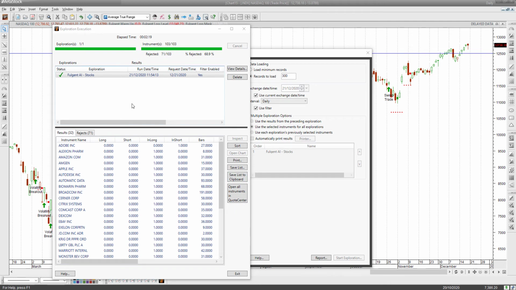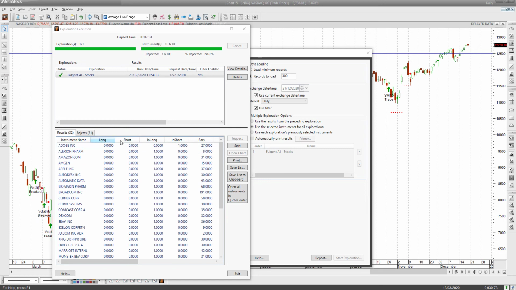And we're back. The scan took about 2 minutes 20 seconds, just under 3 minutes. It's quite powerful considering how many stocks it's looking at. There's 32 new recent trades, all fairly long reliable trades, 71 rejections.